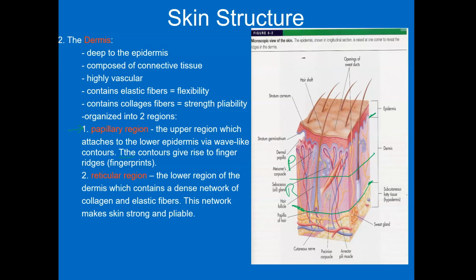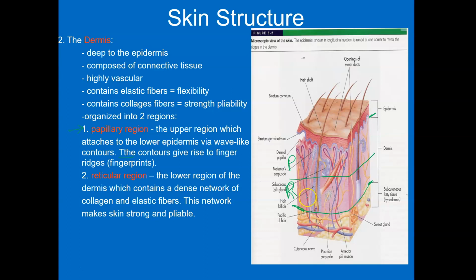The reticular region itself is the lower region down here. This lower region has a really dense set of connective tissue. So this is a looser set of connective tissue, and this is the more dense, all right? So it's a lot stronger. It does have collagen and elastin, but I would think more of this as like bungee cords, and this down here as more of a net, all right? Makes the skin super strong, but yet still pliable.